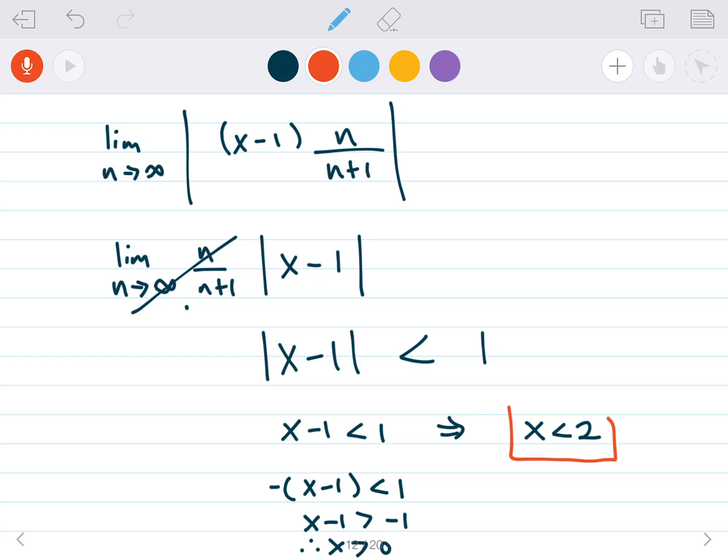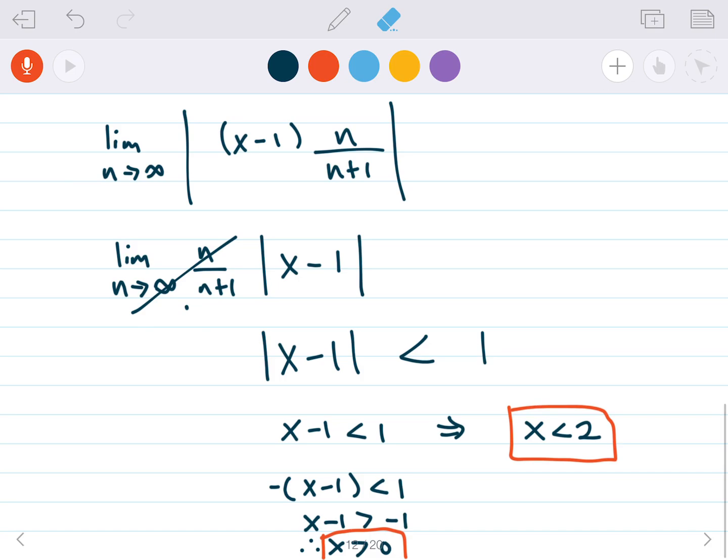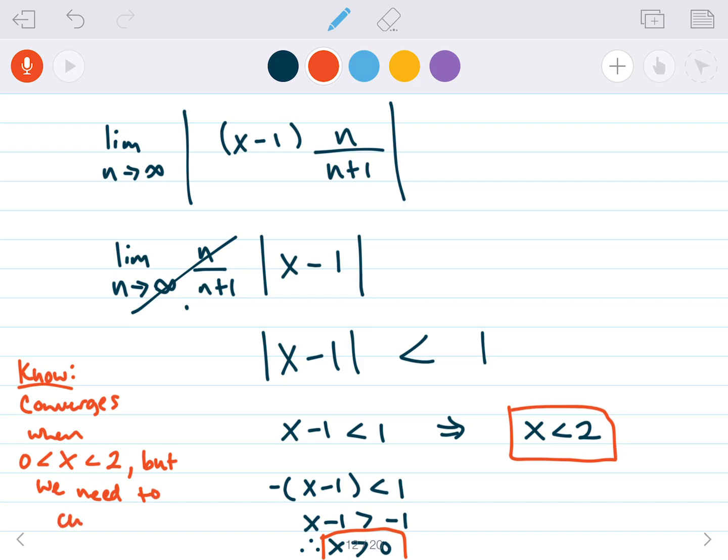But remember, we need to also check the endpoints to see what's happening there. We need to check what's happening when we plug in 0 into the series and what's happening when we plug in 2 into the series. So what we know is the series converges when x is greater than 0 but less than 2. But we need to check the endpoints. So we need to check 0 and 2 and make sure that it doesn't converge at one of those points.